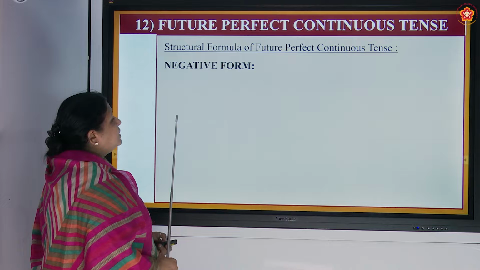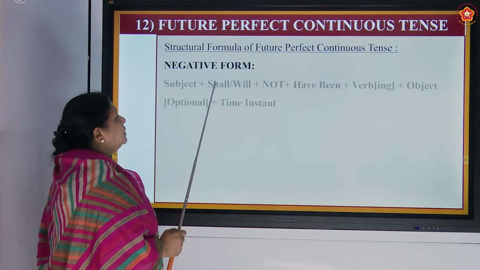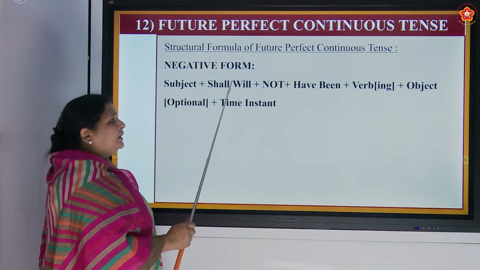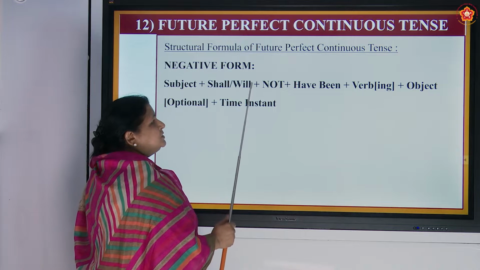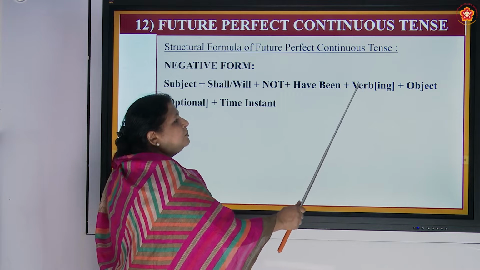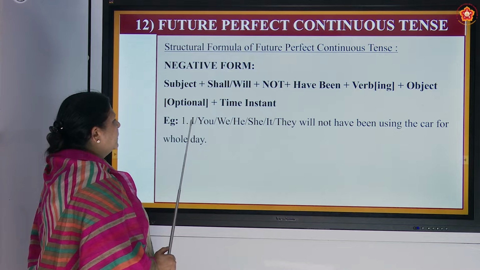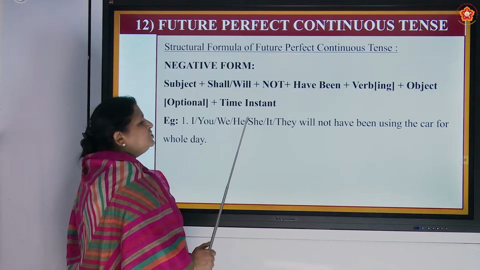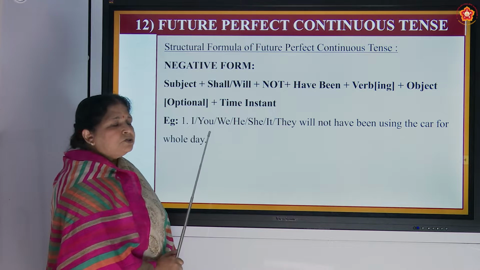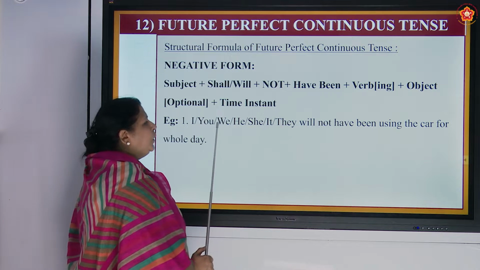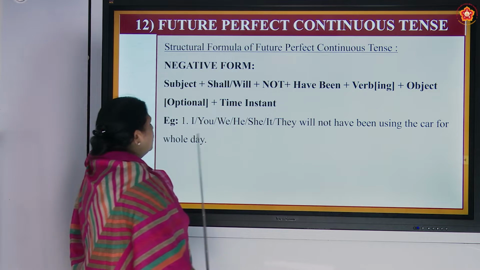Okay, now let us see what is the structural formula of future perfect continuous tense for negative form. So now we have done positive, now we have to do negative, and then the next will be question form. Subject plus shall will plus not plus have been plus verb in the ing form plus object which is optional plus time instant. I, you, we, he, she, it and they. Now, I will not say all this. I will not have been. You have understood how to say, right? So, I, you, we, he, she, it, they will not have been using the car for whole day.